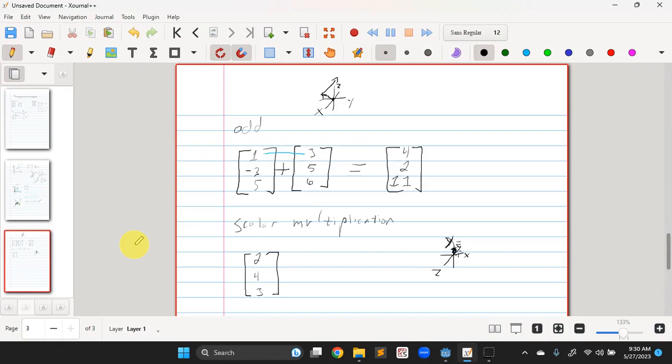But maybe in our game, instead of just getting to that spot, we need to get to that spot 4 times quicker. So we can multiply by a scalar value, which is a single number, and that does what you would expect it to do. That 4 applies to each one of our dimensions. So our x dimension gets 4 times longer.